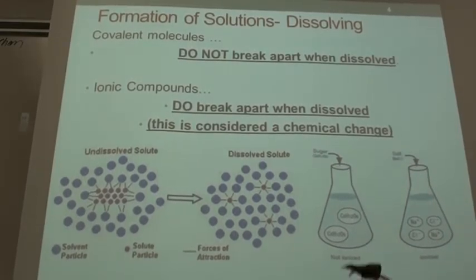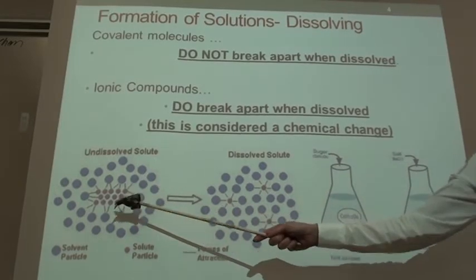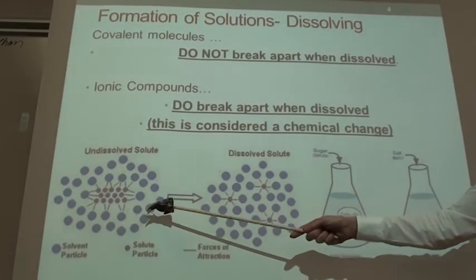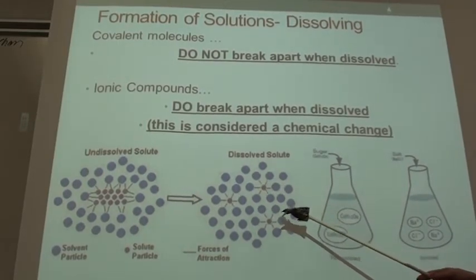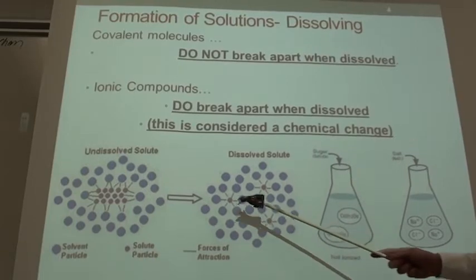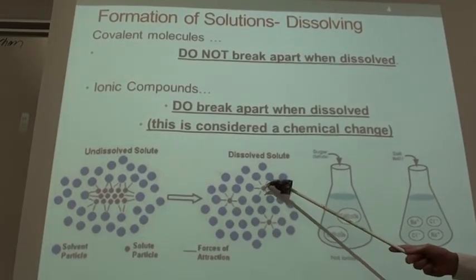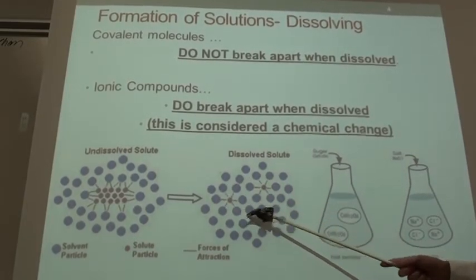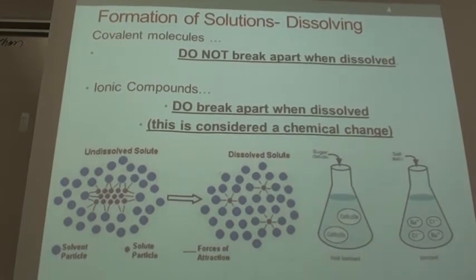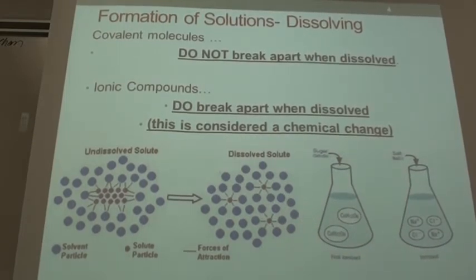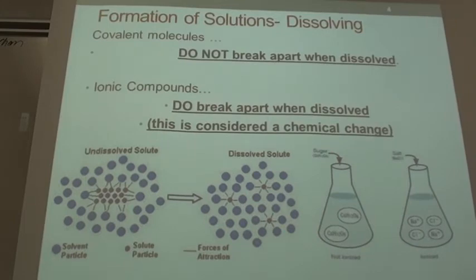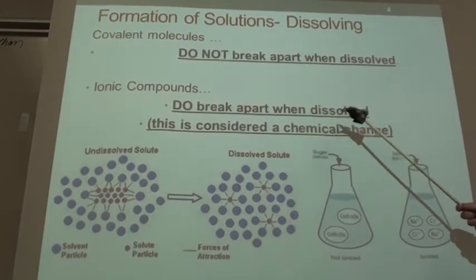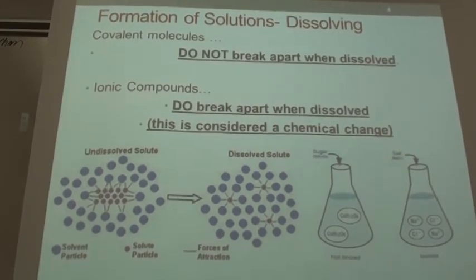So, it dissolves in the same manner. You put the solute in there, it gets surrounded by the solvent. However, these little portions are actual ions. This would be a sodium ion. This would be a chlorine ion, surrounded by the solvent, which is water. So the forces of attraction are actually doing the dissolving. This is considered a chemical change.